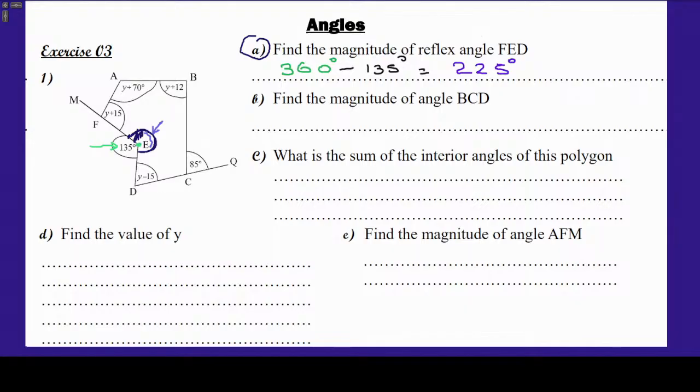Right, question B. Find the magnitude of angle BCD. So where is angle BCD? How do we locate angle BCD? Start from B, go till C. So C is the place where the angle is. Why? How do I know that? Because they have put C in the middle. C is the middle letter, which means we got to take the angle which is at C.